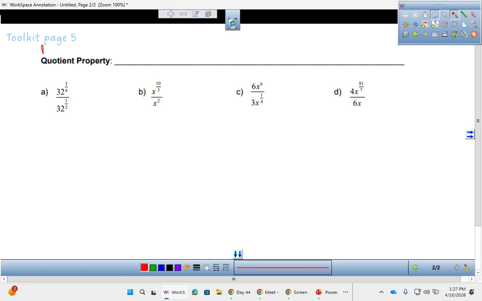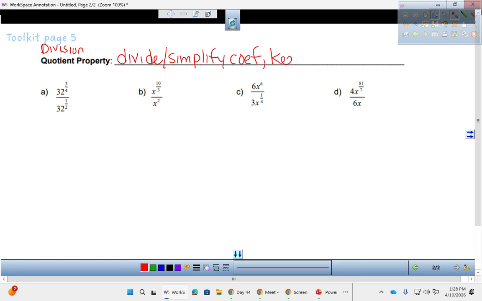Quotient is a fancy way of saying division, so it might be helpful for you to jot the word division with this. Because you might read quotient in a few weeks and wonder what that means. So the quotient means division, all right? The division property of exponents says that we divide and sometimes simplify the coefficients. We keep the base and we subtract the exponents.